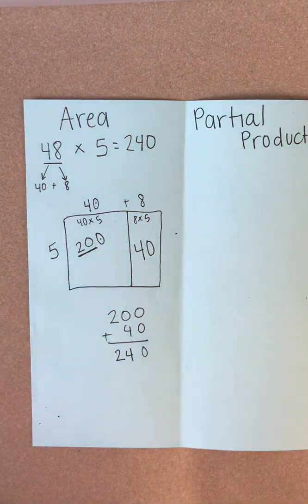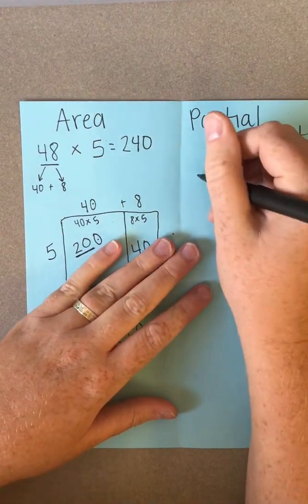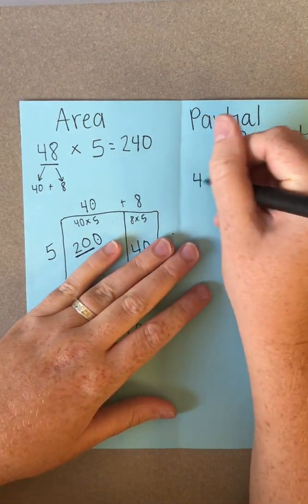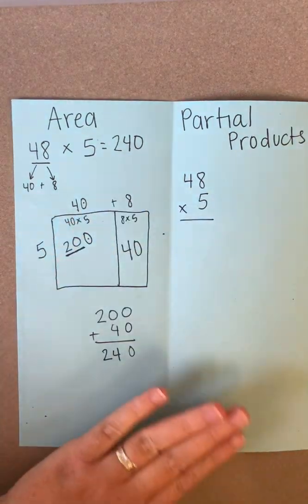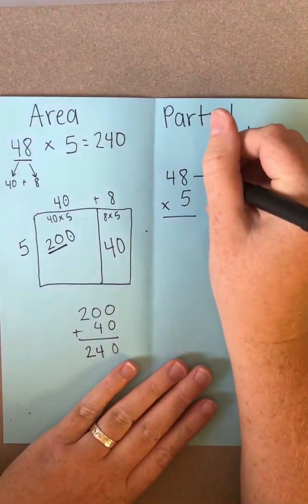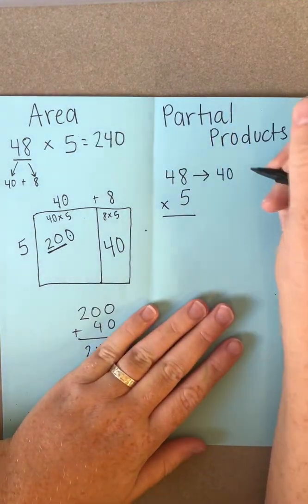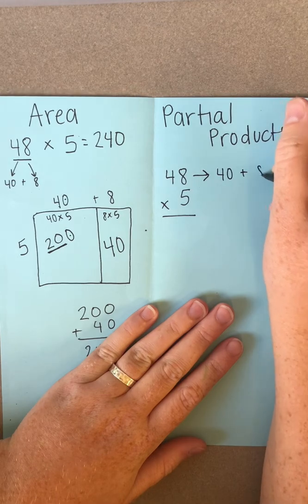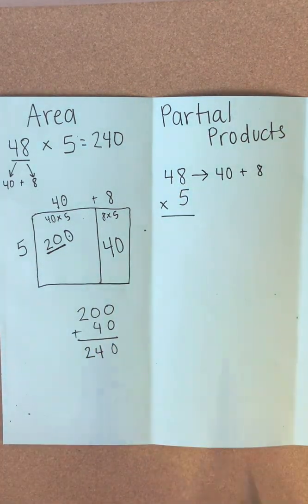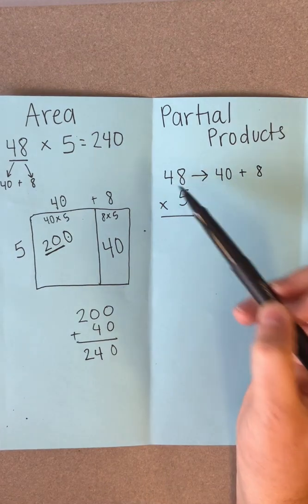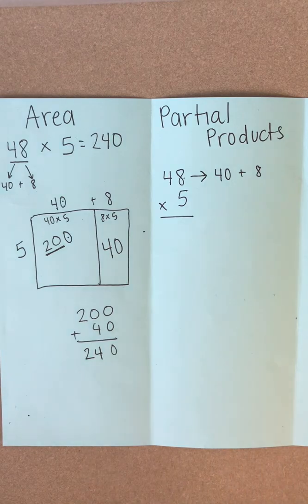Now doing partial products with that. So we're still going to do the same problem, 48 times 5. We're going to break this apart because it is 48, but we're going to think of it like 40 plus 8. So we need to keep that in mind whenever we get to this 4 right here. This is a 40. And this is an 8, and this is a 40. So we got to keep that in mind.